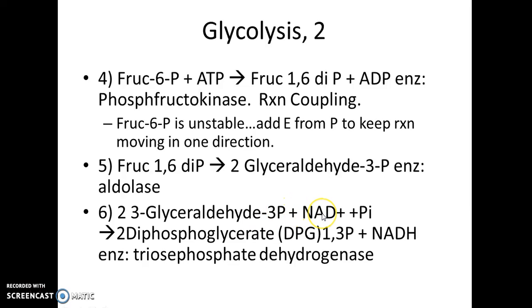And what we're going to do is add an inorganic phosphate to the glyceraldehyde 3-phosphate. You might be asking yourself, where does the inorganic phosphate come from? It comes from the environment. For us, it comes from our diet. This is one of the reasons why we need phosphate, because we need to add it to glyceraldehyde 3-phosphate. Now, 2 electrons are removed and given to NAD, as well as a hydrogen ion, and that forms NADH. When this happens, the inorganic phosphate can bind to glyceraldehyde 3-phosphate on the first carbon.